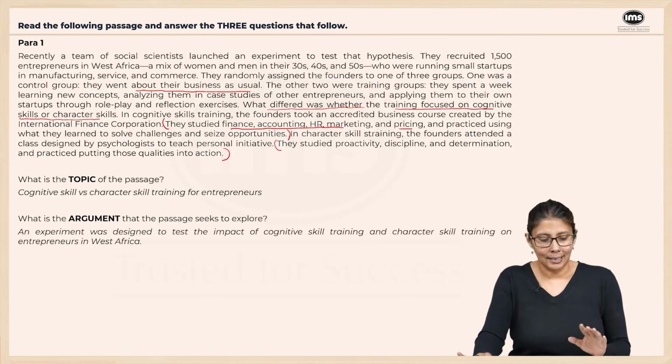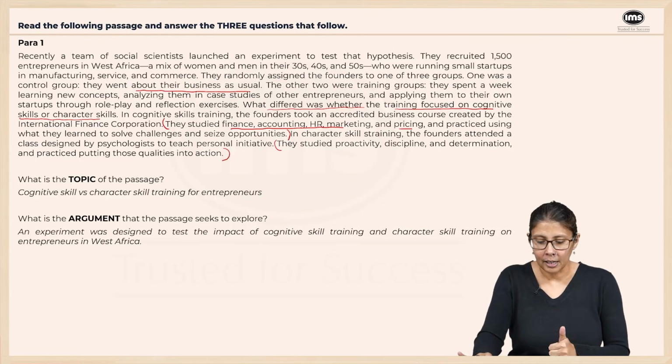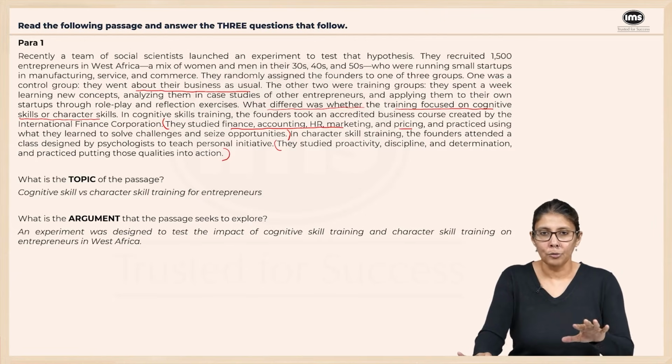So here all we are saying is that an experiment was designed to test the impact of cognitive skill training and character skill training on entrepreneurs in West Africa. The entire thing seems to be just one paragraph, so I've just divided it into 3 parts so that we can process smaller bits of it.